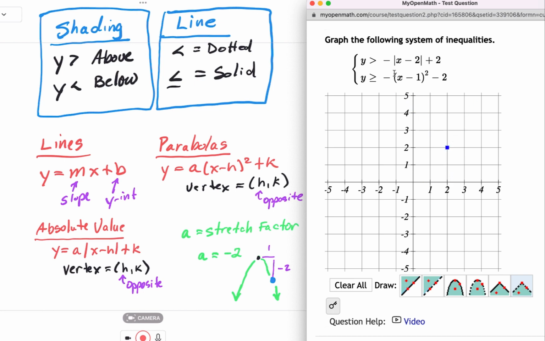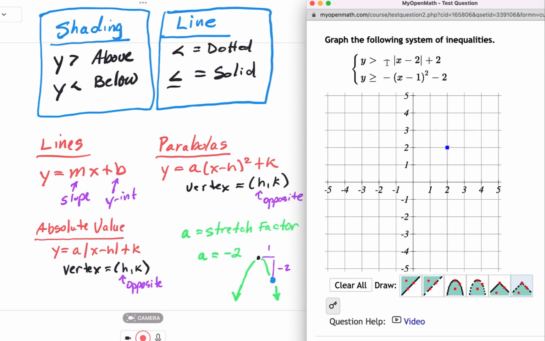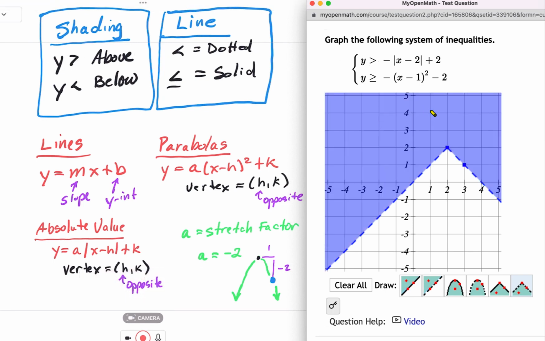Then you have to be concerned about what the stretch factor is. The stretch factor in front here is a -1. If it were a -2, you'd go 1 square to the right and down 2. But since this one's -1, we're going to go right 1 square and then down 1 square. Lastly, we have to decide which way to shade. This one says y greater than, and again, y greater than is above, so we're going to shade above. You can click anywhere above here. It'll put a dot. That dot just helps the computer decide where the shading should go. So we shaded above the V-shaped graph that's dotted and shifts 2 to the right and up 2.